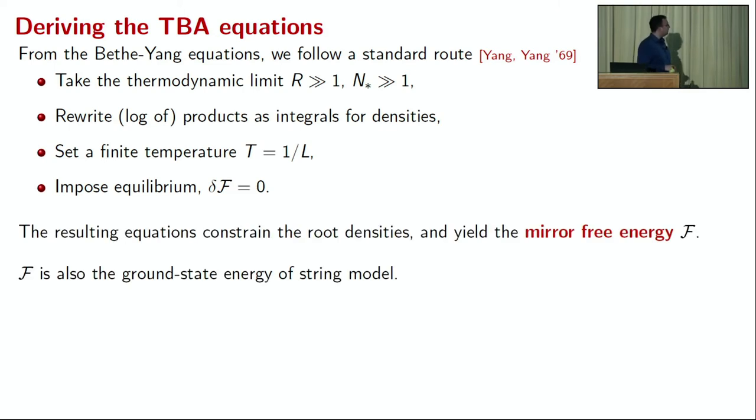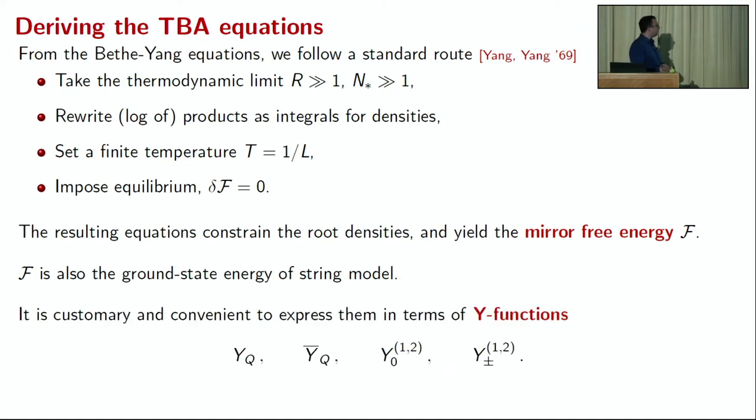And then we get some equation for the root densities, which give you the mirror free energy, or equivalently the ground state energy of the model. So these are the ground state TBA equations that I'm talking about. Now, I'm going to express right away these equations, not in terms of densities or pseudo energies, but in terms of Y functions. And because of what I said, we will have Y functions for the Q particles, Y functions for the Q bar particles, two types of Y functions for the massless particles, two types of Y functions for the auxiliary particles, which are also split in plus and minus, exactly like in AdS5, essentially depending on which side of the cut they fall on.